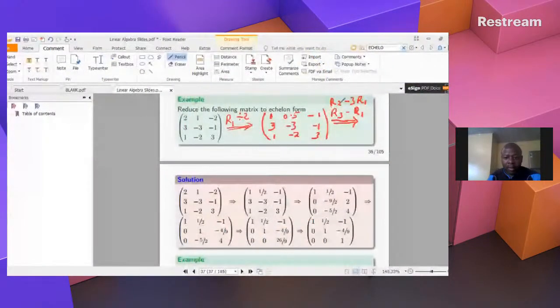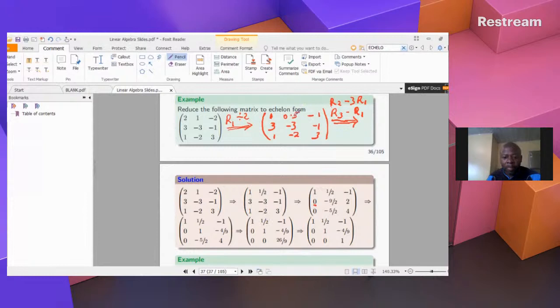So that's what I've said. I'd have to take row 2 minus 3 multiplied by row 1. So let me see what happens. What happens is 3 minus 3 multiplied by 1 here will give me 3 minus 3, which is 0. That's why you see this 0 in this position.